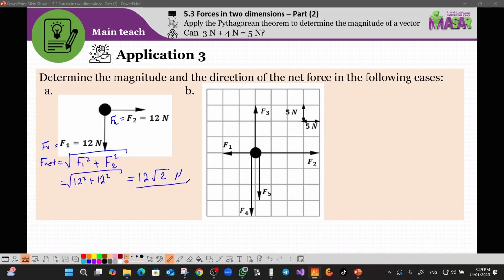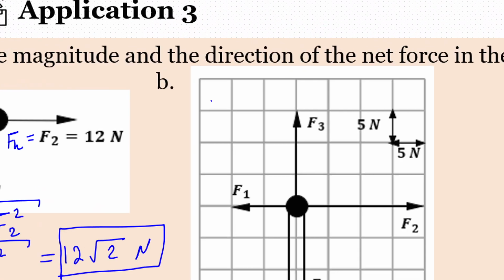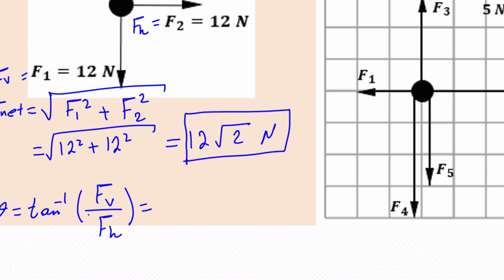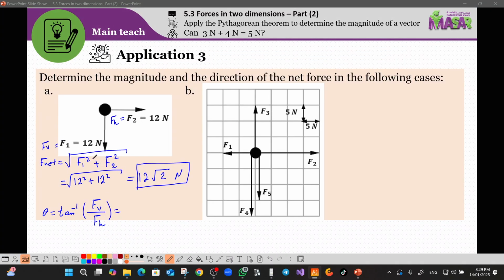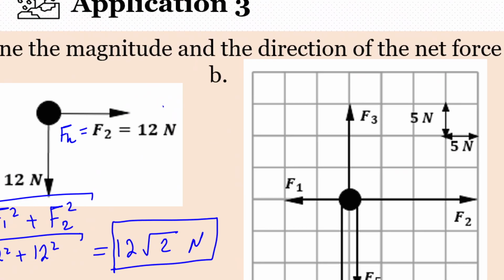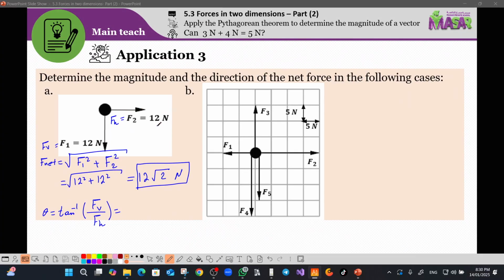Now, this was the magnitude. Now we need to find the direction, and whenever I ask you for the direction, you should apply this formula: tangent minus 1 of Fv over Fh. In this formula, we should include the signs for Fv and Fh. The sign of Fv is minus because the vertical force in this case is F1, and since F1 is downward, the sign is minus. F2 represents the horizontal force and its sign is plus because it points to the right. So tangent minus 1 of Fv over Fh, where Fv is minus 12 and Fh is 12.